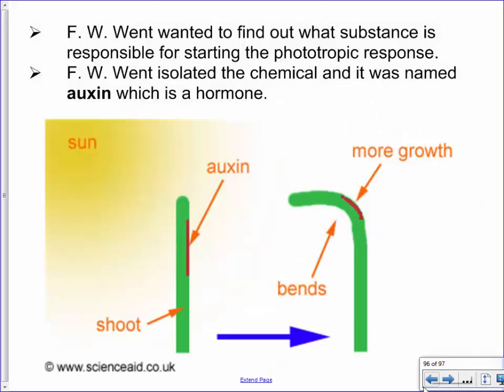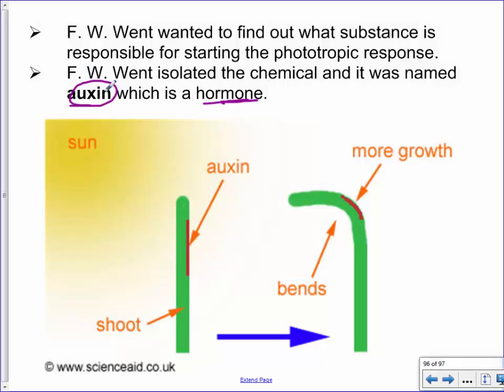Okay, last thing. Last scientist I need you to know. F.W. Wendt. His goal then was to try to discover what is it that causes this? And he eventually found a hormone. You guys have maybe heard that word before. Like, humans also have hormones in their bodies, right? Different chemicals that stimulate growth. And the chemical that he named then called it auxin.